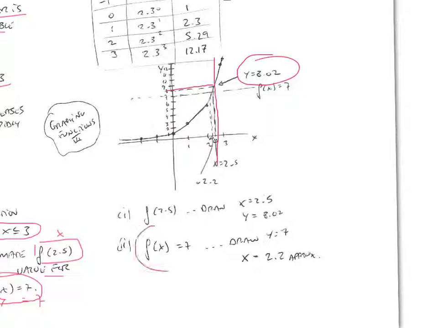And what about when f of x equals 7? So what about that line y equals 7? Where does that cut the curve? So we go up to y equals 7, and you can see that it cuts it somewhere around approximately x is equal to 2.2. That's how you graph and extrapolate data from exponential curves.